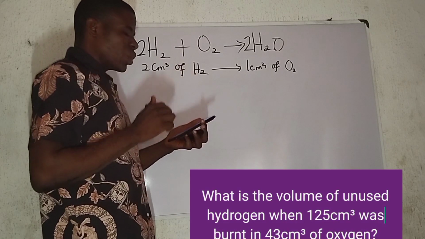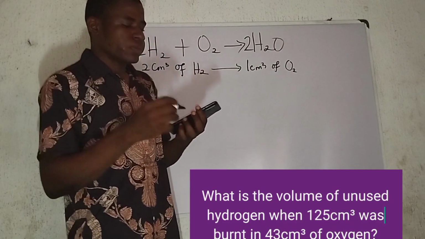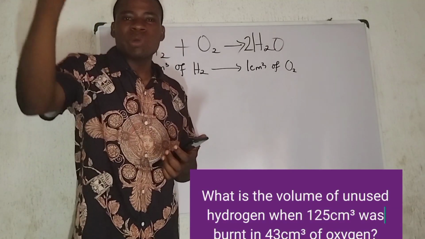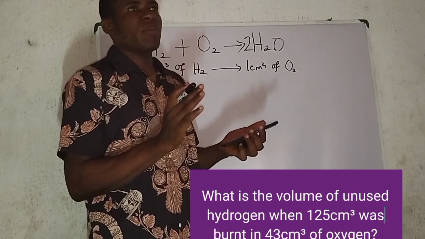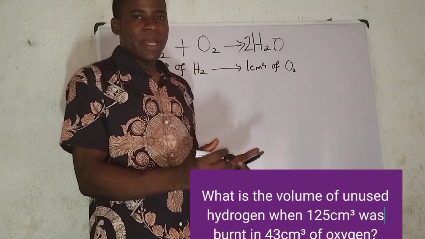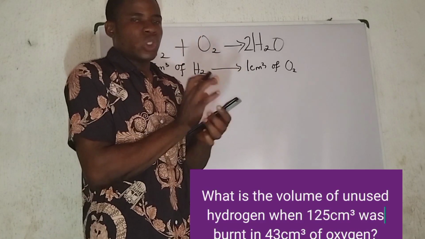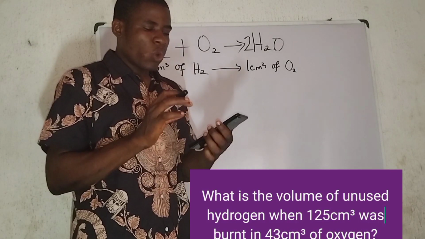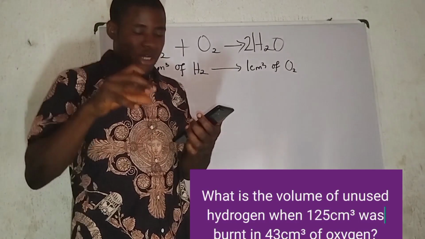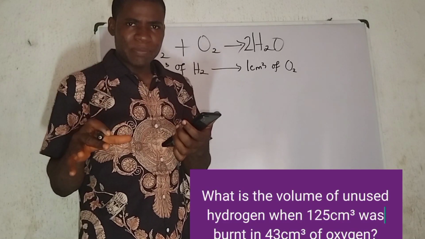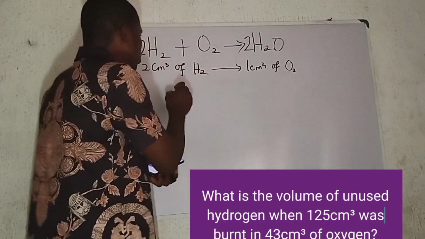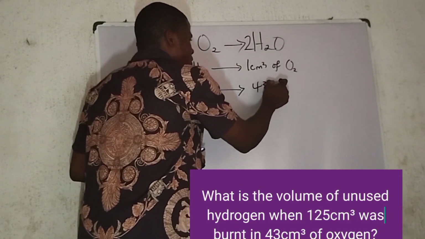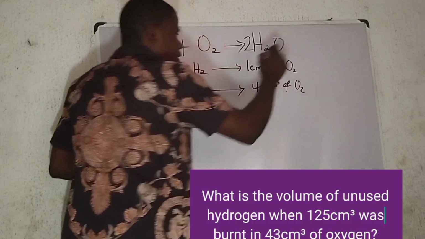So in the question they say, what is the volume of unused hydrogen when 125 cm³ of hydrogen was burnt in 43 cm³ of oxygen? Now 125 cm³ of hydrogen was in the reaction, right? But not all reacted. So some were used and some were unused. I don't know if you understand. When they reacted in the presence of 43 cm³ of oxygen, we have to ask ourselves, what is the volume of hydrogen that is meant to react with that 43 cm³ of oxygen in the question? I hope it makes sense.